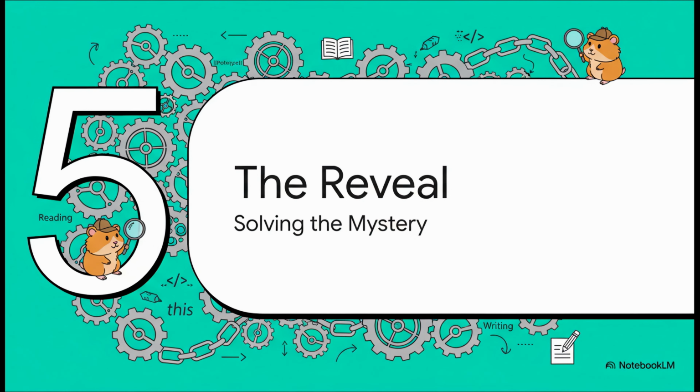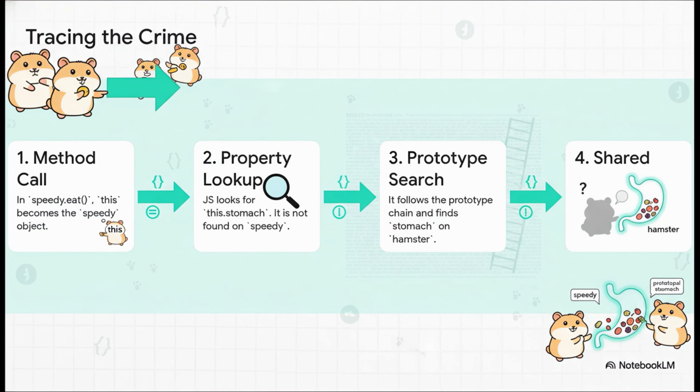All right, the investigation is complete. We've got all the clues. We know about the prototype chain, we get the difference between reading and writing, and we know exactly how this works. Let's go back to our hamsters and finally solve this thing. Let's trace the crime. When we call speedy.eat, a rule says this becomes speedy. Then the code tries to find this.stomach. It looks on speedy, but there's no stomach property there. So what does it do? It follows the prototype chain up to hamster and finds the stomach array. And then it pushes the food into that shared prototypal stomach. That's the problem. The read operation found the shared stomach and then it was modified. Both hamsters are sharing one single stomach.